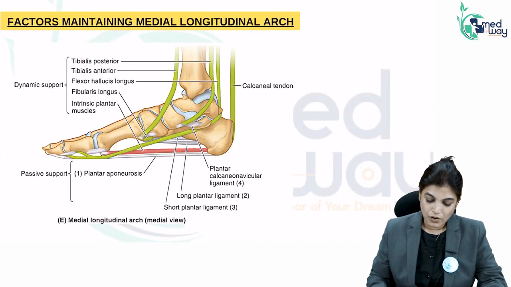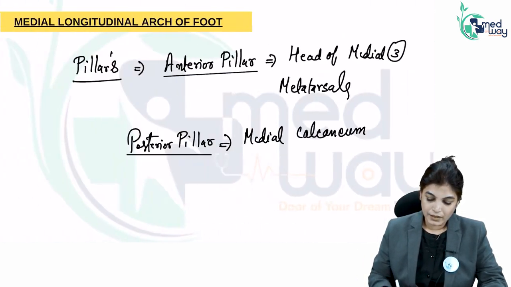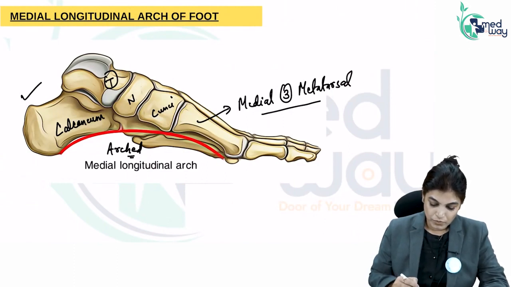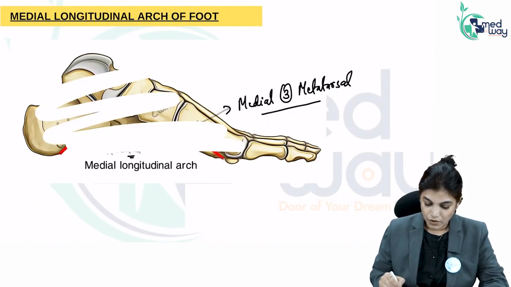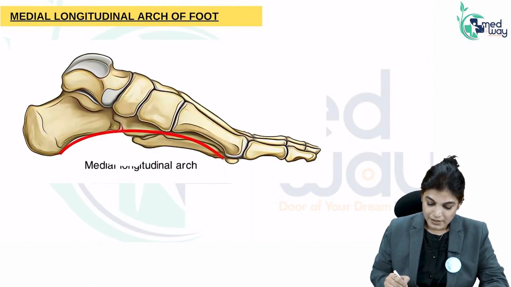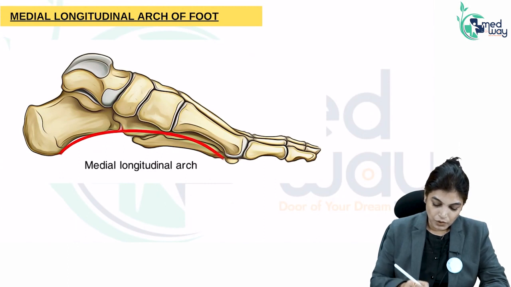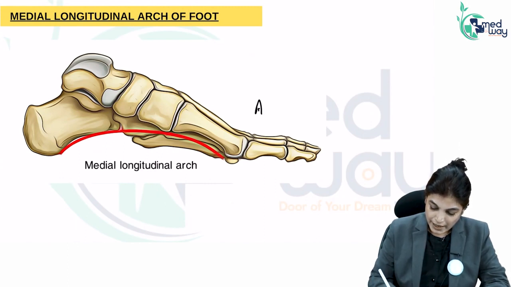So we have already talked about the pillars. Now once again I would like to show you this diagram. I just want to remove all these things because we have already talked about them and I have explained them to you. The other important point is that this will be the anterior aspect, so this will form the anterior pillar.